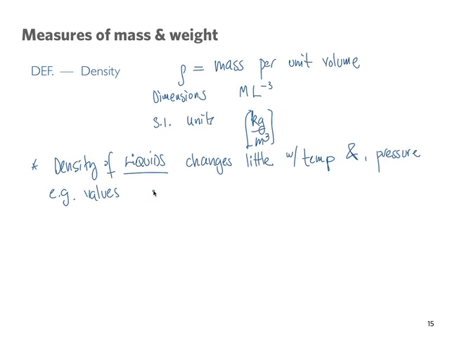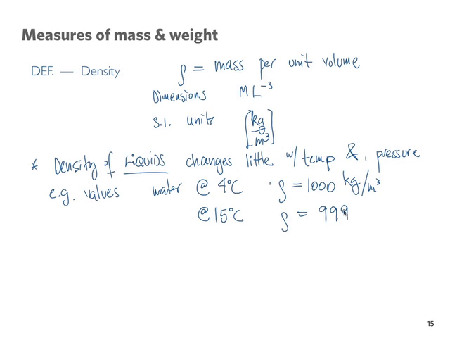That is water at, say, 4 degrees Celsius. The density does change a little bit, but not much, is 1,000 kilograms per cubic meter. If you look at water at 15 degrees Celsius, then, as I said, it changes very little, and it is actually 999 kilograms per cubic meter.